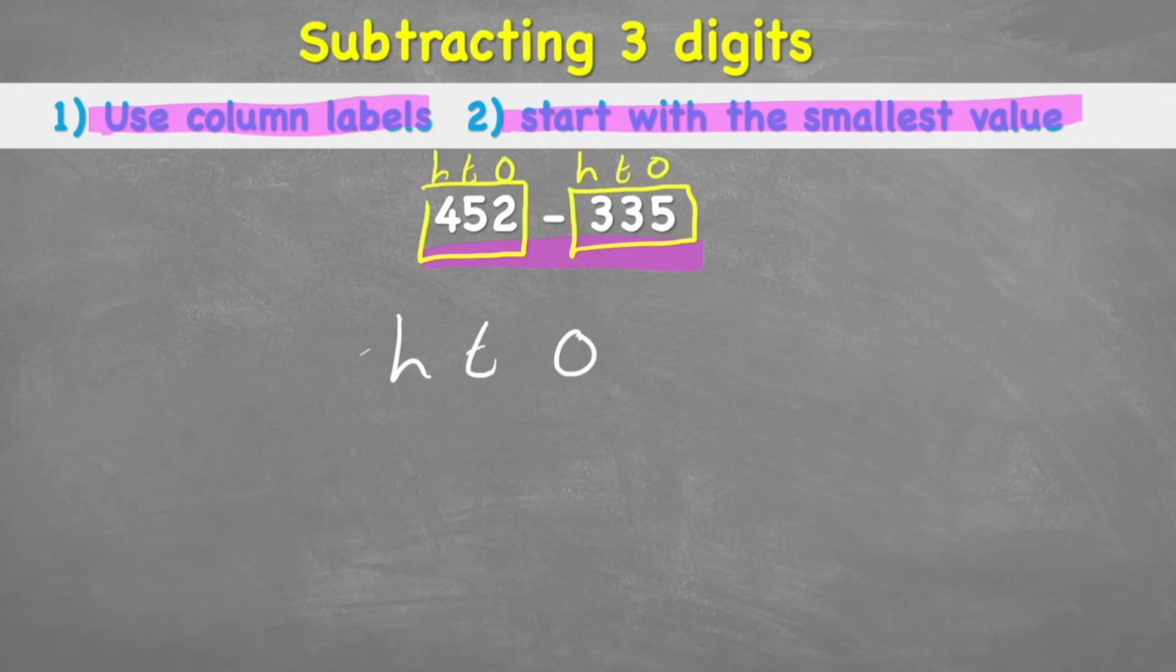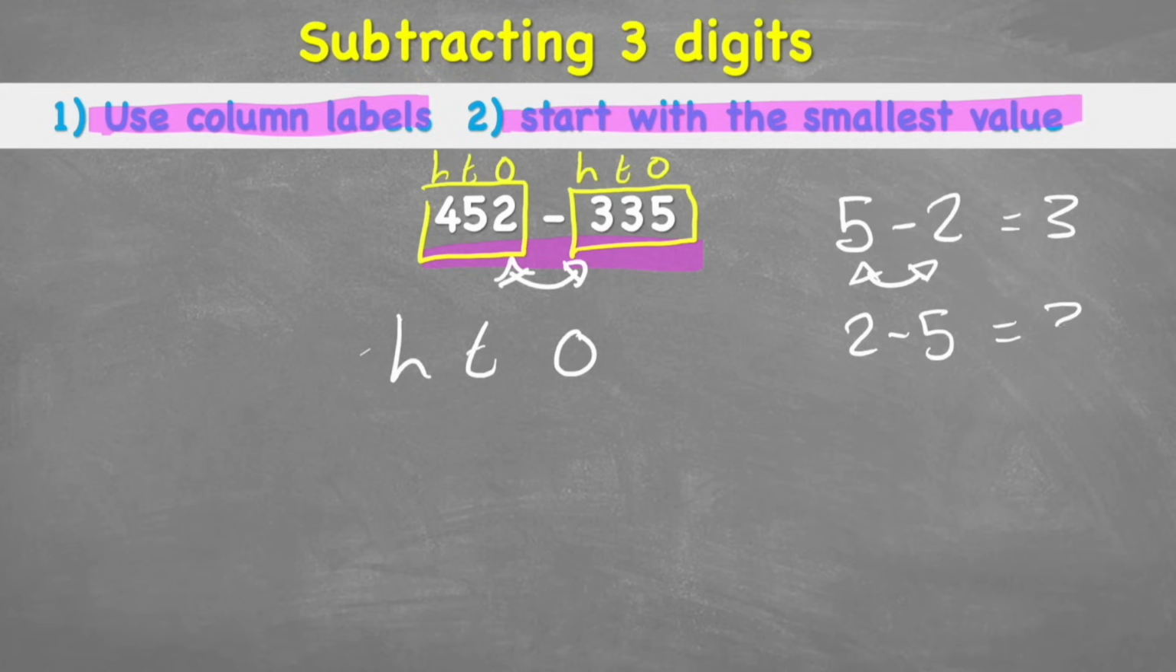Subtraction is what's called not commutative, which means I can't put these numbers in any order and expect to get the same answer. For example, if I had 5 subtract 2, I get 3. But if I move these 2 numbers around and I put 2 subtract 5, I do not get 3. I get a totally different answer. I actually get a negative answer in this case.